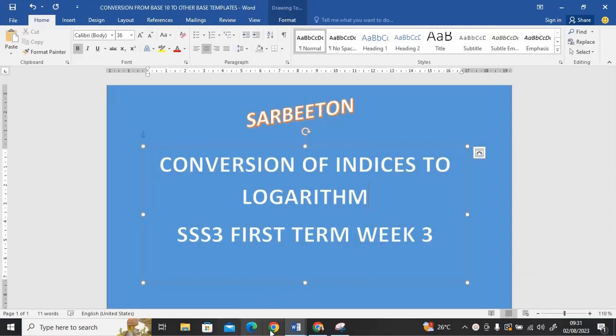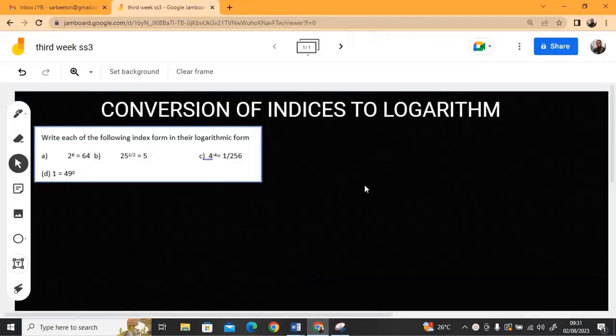Now we want to look at conversion of indices to logarithm. What is the answer of this? The answer is for you to understand how you can convert a number from logarithm form to indices form. Then it will be easier for you to solve it, even without having an understanding of the laws of indices. With this background of conversion from indices to logarithm and logarithm to indices, you'll be able to solve any logarithmic question.